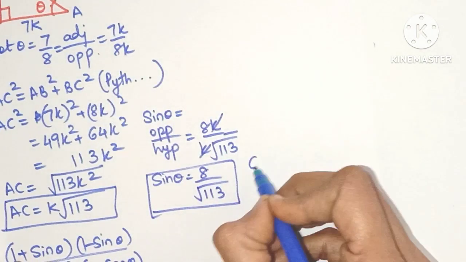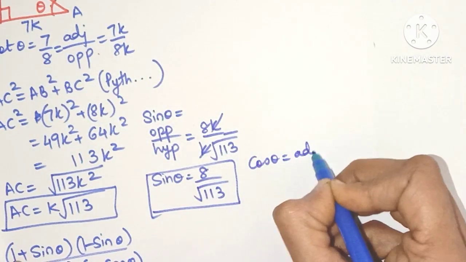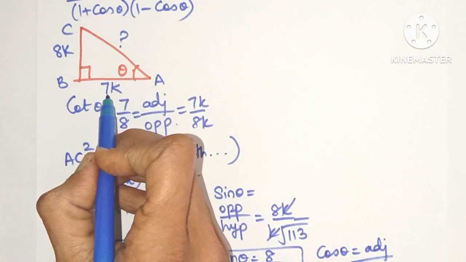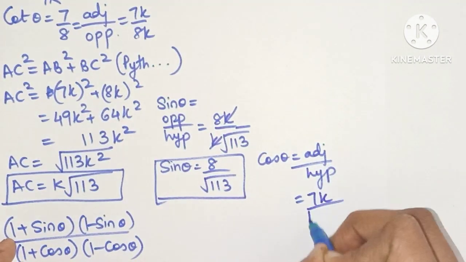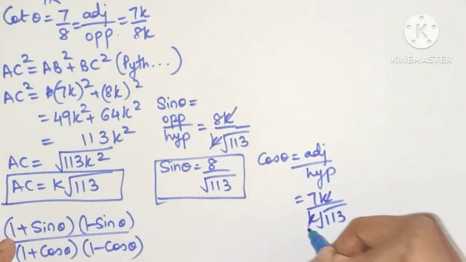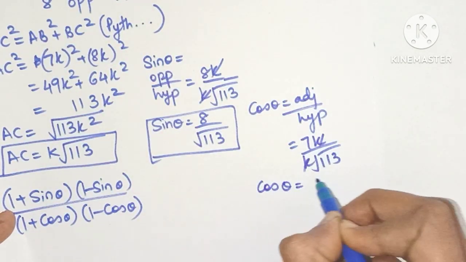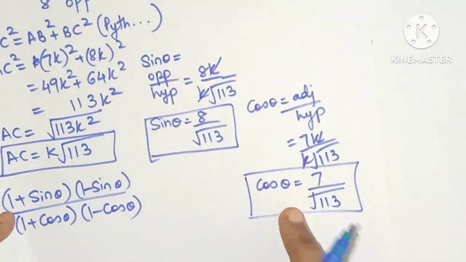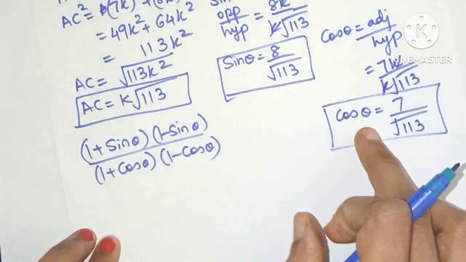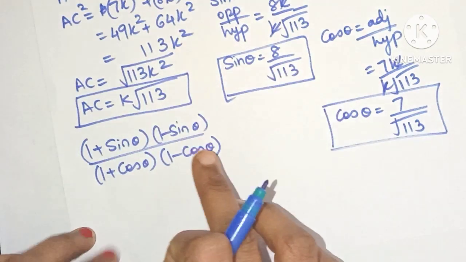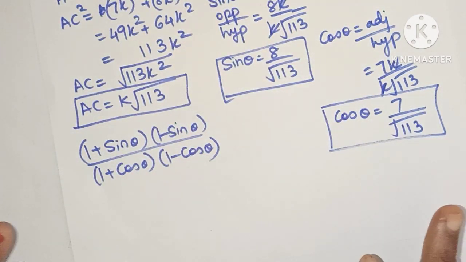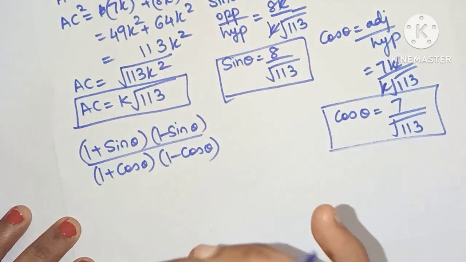And what is cos theta? It is adjacent divided by hypotenuse. Adjacent side is, yes, 7k and k is square root of 113. So cos theta is 7 by square root of 113. So these are the sine and cos values. Now friends, you can directly substitute this as it is and get the value, but that will be a little bit lengthy. So instead of that, let's try something else.